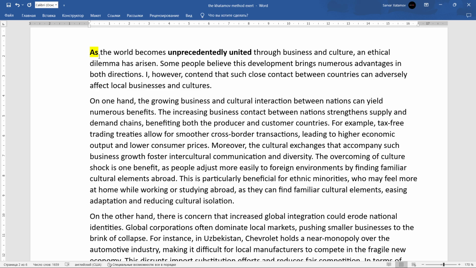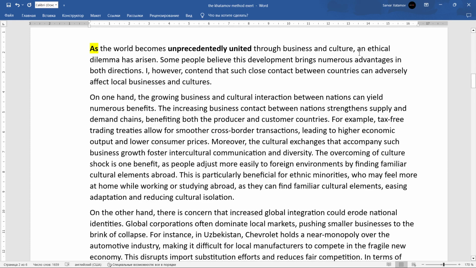See, attention to very small details like this. An ethical dilemma has arisen. Now, you wouldn't actually see something like this, and this is what I like about it. Because this is also a sentence, but this comes after as, right? Listen, people usually write like this: an ethical dilemma has arisen as the world becomes. This is boring. I changed it all. I just changed the order, right?